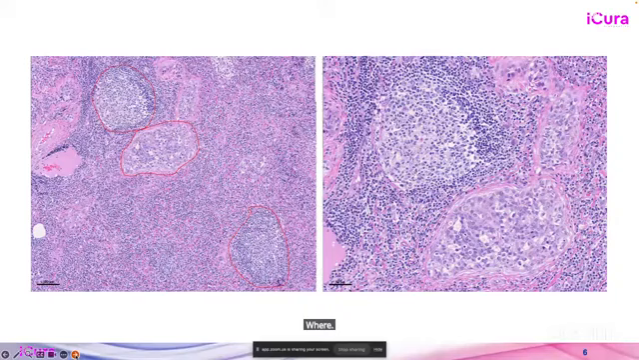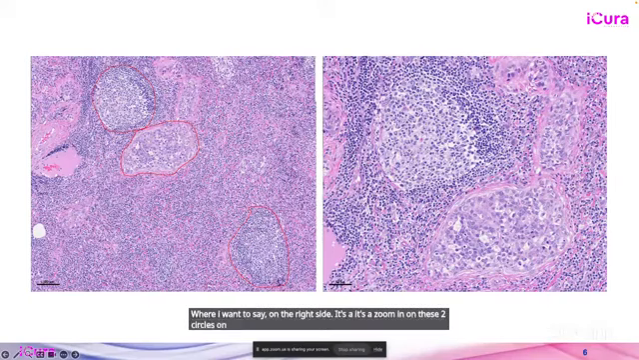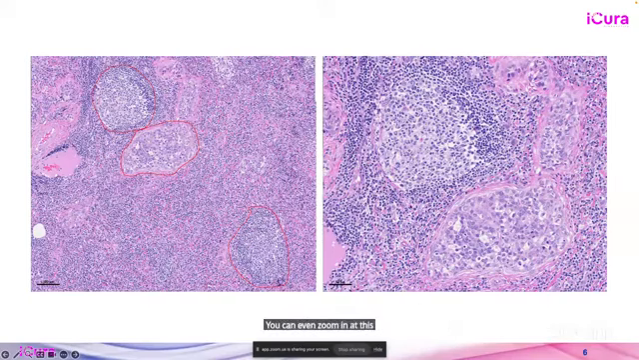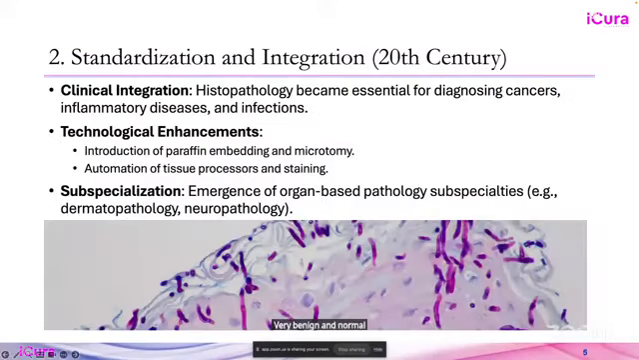On the right side is a zoom in on these two circles on the left side. You can even zoom in at this level. This is 200x microscopy. By comparing the cells in this upper island or cluster to the lower cluster, it's still very hard to grasp whether there are any differences in details and features. But there are, because for a trained, board-certified pathologist, the lower cluster is a carcinoma, and the upper cluster is actually a very benign and normal proliferation center of the lymph node.